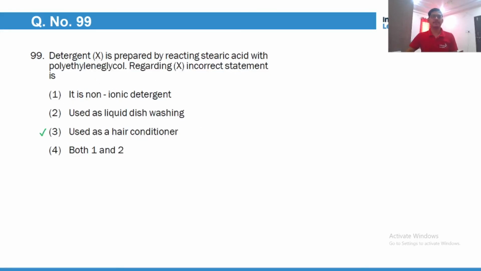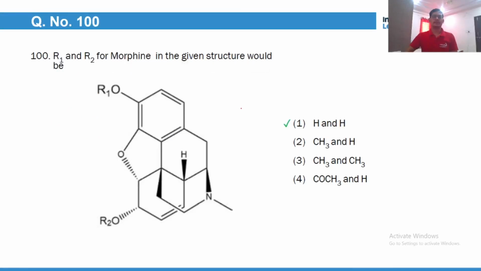Detergent X is prepared by reacting stearic acid with polyethylene glycol. Regarding X, the incorrect statement is that it is used as a hair conditioner. No. In this, again, it's theoretical. The correct answer is option 1.